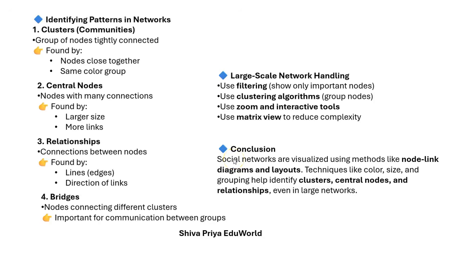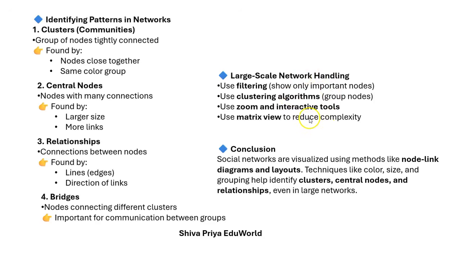And in short, social networks are visualized using methods like node link diagrams and layouts. Techniques like color, size and grouping help to identify the clusters, central nodes and relationships even in large networks.